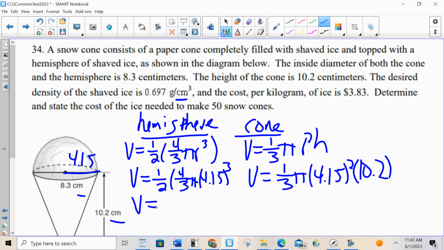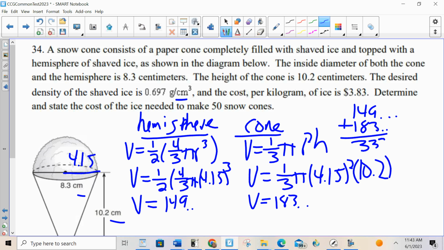The hemisphere, I got 149, dot, dot, dot. The cone, I got 183, dot, dot, dot. So to find the volume, I'm going to add them together, and I get 333 cubic centimeters.